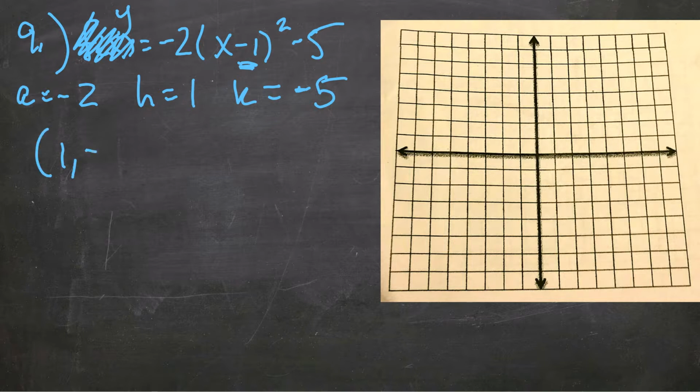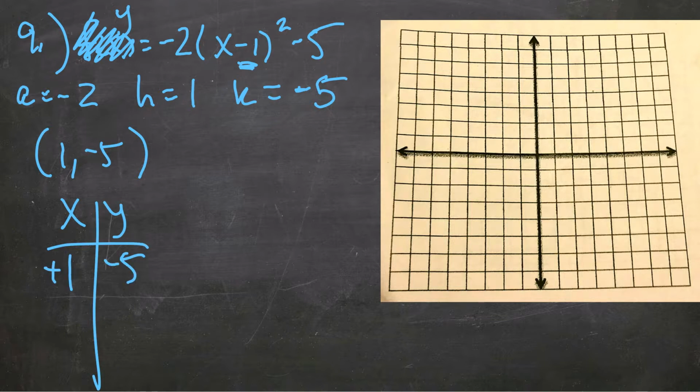My vertex is 1, negative 5, so I make an XY chart. Positive 1, negative 5. I add 1, I add another 1. Those are my other points I'm going to pick. Plug it in. Y equals negative 2, instead of x, I put 2 minus 1 squared minus 5. So I get 1 squared is 1 times negative 2. That's minus 2. Minus 5 is minus 7.